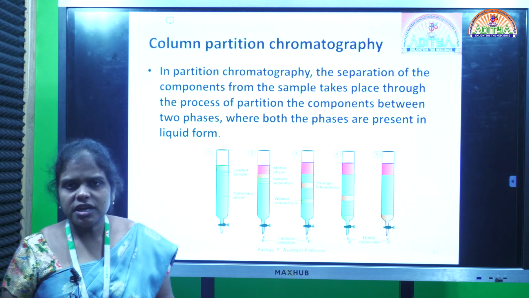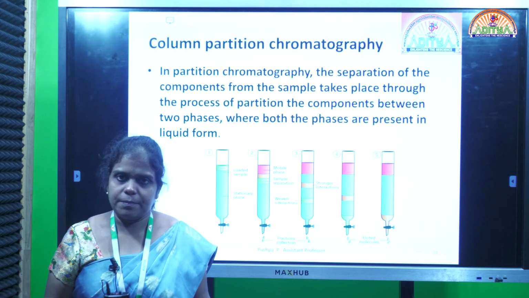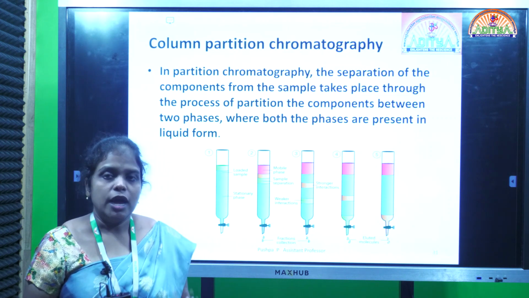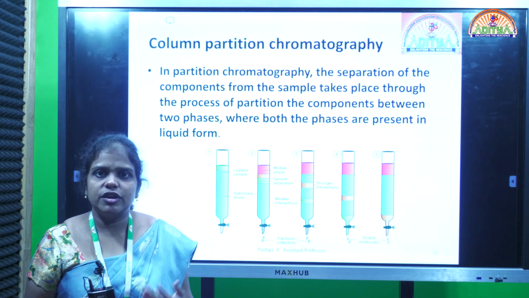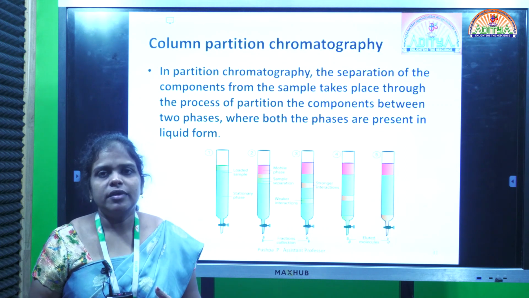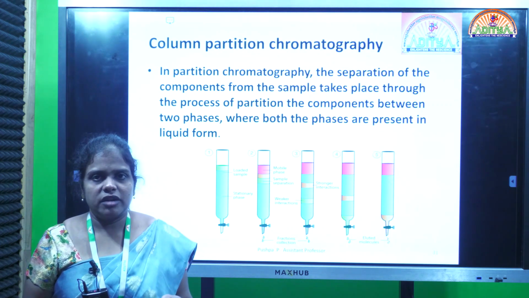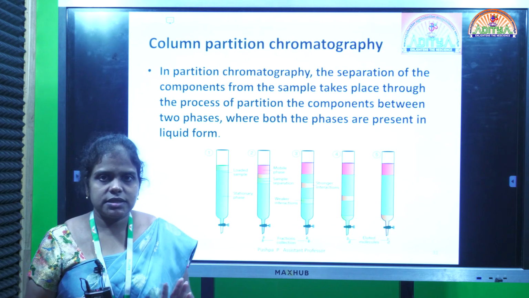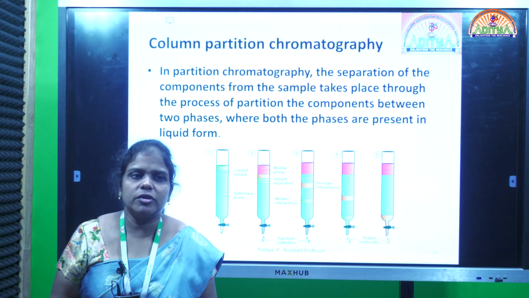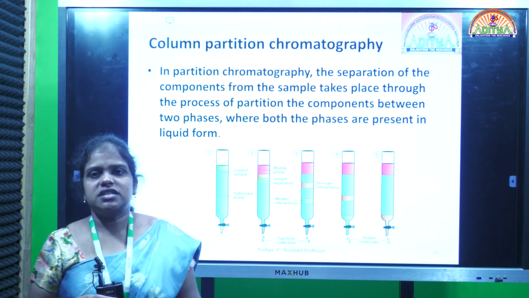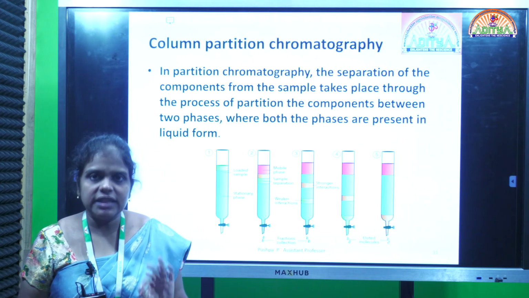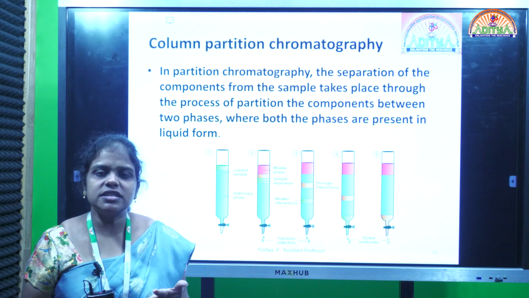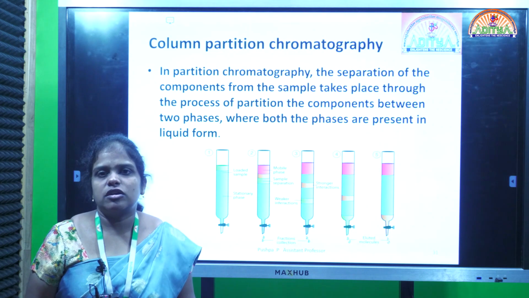Both column adsorption and column partition chromatographies are the same. In both cases we use a column only as a chromatographic bed, but the stationary phase we are using is different. In column adsorption chromatography we use a solid stationary phase, whereas in column partition chromatography we use a liquid stationary phase. That is the only main difference between partition and adsorption. Because of that difference, the mechanism of separation also varies.